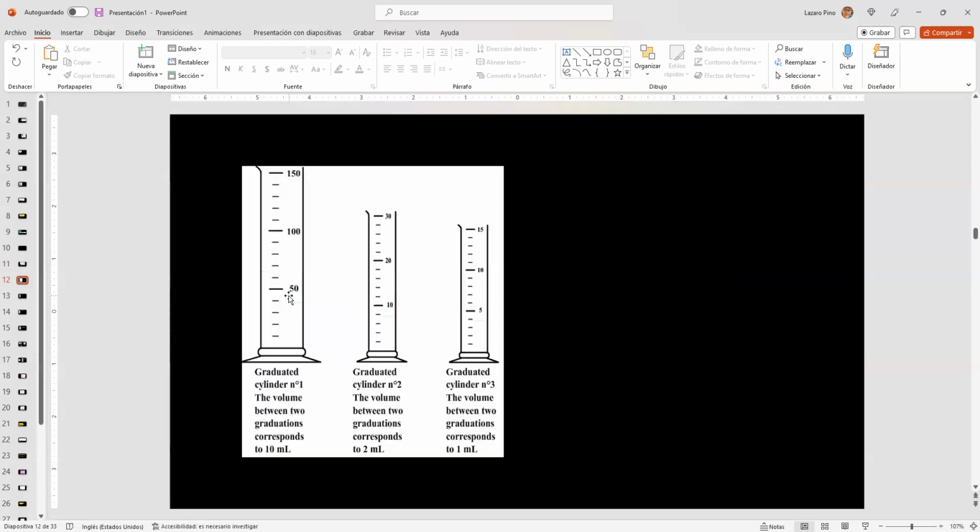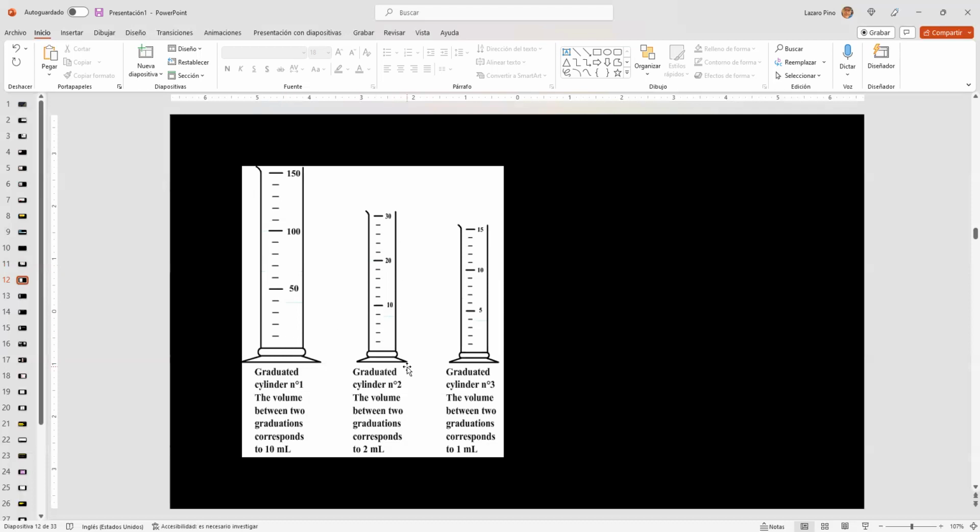For example, here you have a graduated cylinder, and this one is the number one. The volume that represents every line is 10 milliliters. And here you have 10, 20, 30, 40, 50 milliliters. So the lowest amount that you can measure using this graduated cylinder is 10 milliliters.